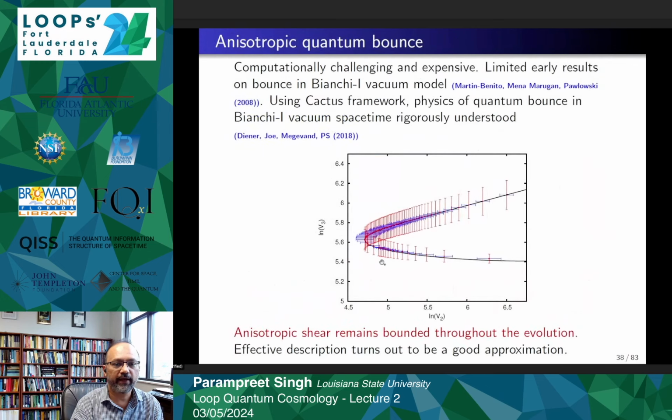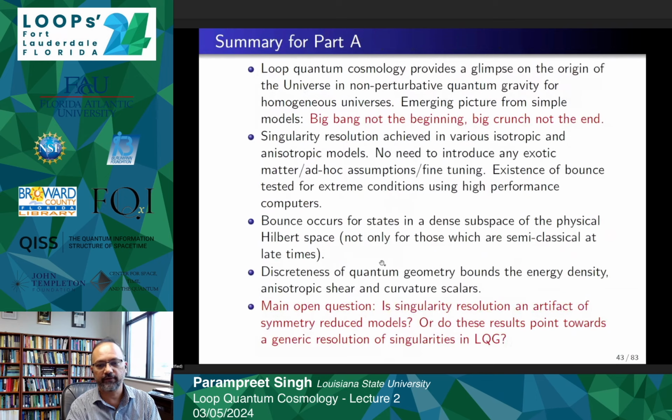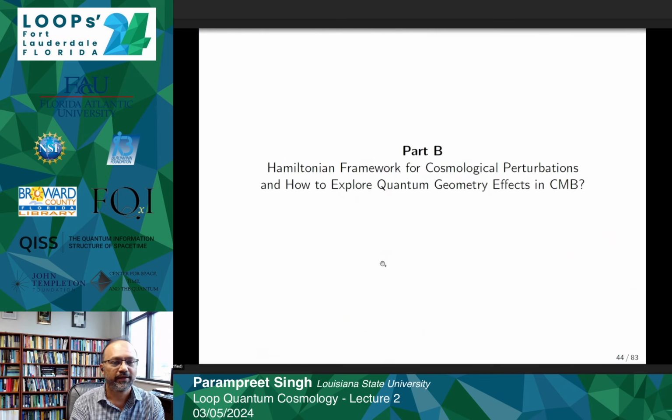Okay, so now I would like to go to the second part of my talk, and I'm actually still at slide 44, and I'm not sure how much to cover and how much to speed up, but I want to cover this part because if you want to jump into loop quantum cosmology, and if you want to see which are the ways you can try to make new, novel contributions, then this is one very good trajectory for students. And the idea is the Hamiltonian framework for cosmological perturbations and how to explore quantum geometric effects in the CMB.